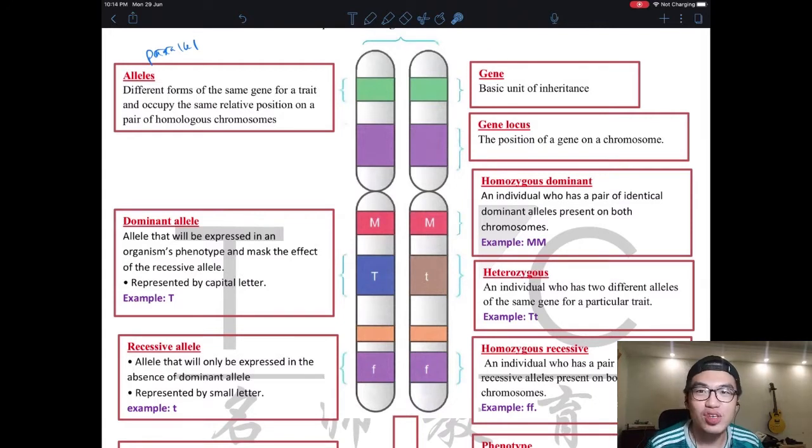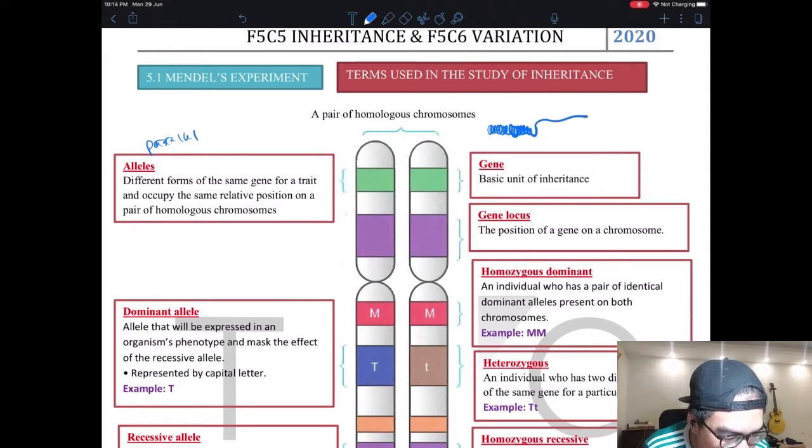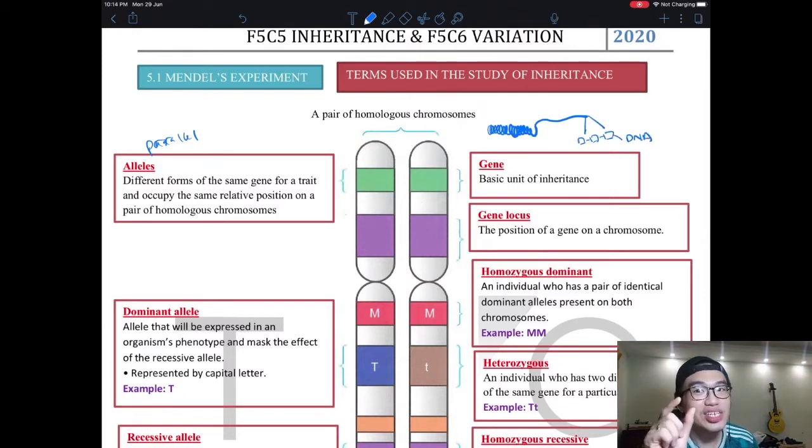A gene is the basic unit of inheritance. You inherit a whole sequence of genes. If you're still confused, never mind. Imagine this is your chromosome. A chromosome is like a big roll of thread, a big roll of string. If you pull the string out and zoom inside, it looks like blocks like that. Each of these blocks we call DNA.